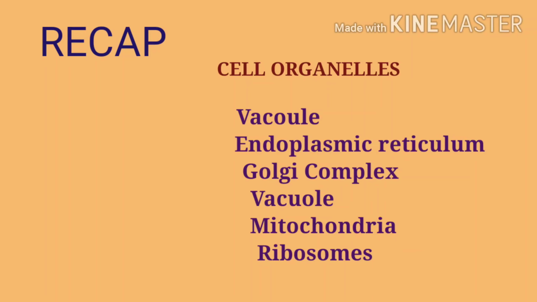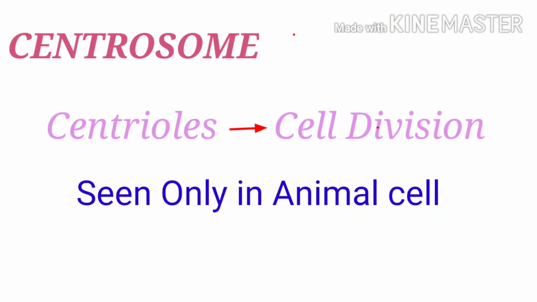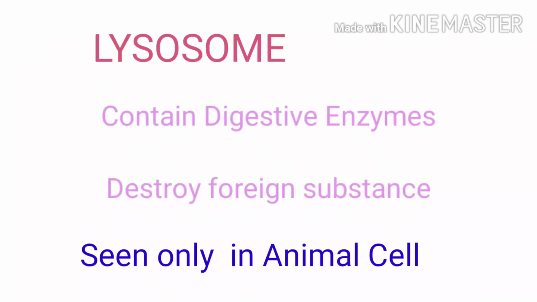In our previous class, we learned about a few cell organelles and their functions. Now today, let us learn more about the cell. Centrosome is another cell organelle and that is found only in animal cell. And the centriole that is present inside the centrosome helps in cell division.